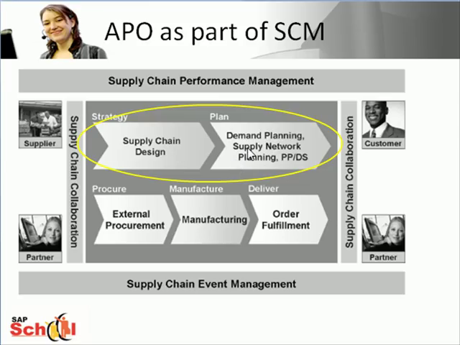On the top you have the planning side of it, which is strategy and planning, and roughly this is what the APO functionality encompasses. APO stands for Advanced Planning and Optimization, and at the bottom here you have the execution part of supply chain management. The key components of APO are the supply chain design, and then you have the planning strategies: demand planning, supply network planning, PPDS, which is production planning and detailed scheduling.